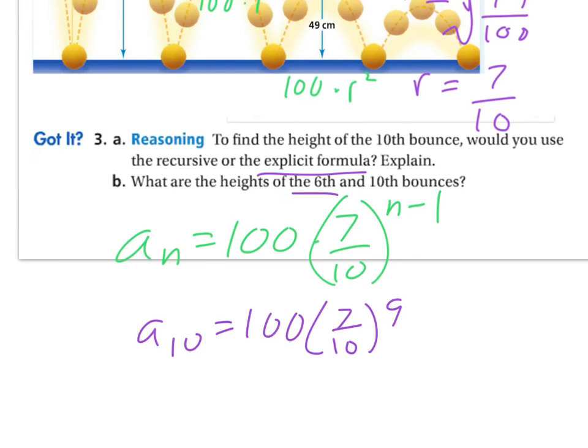And then eventually they ask for the 6th bounce as well. So a sub 6 would equal 100 times 7/10 to the 5th power. And again, that's because you would do 6 minus 1 for the exponent.